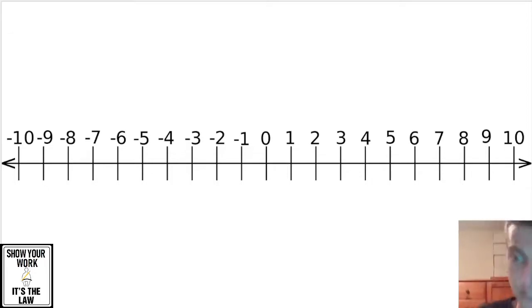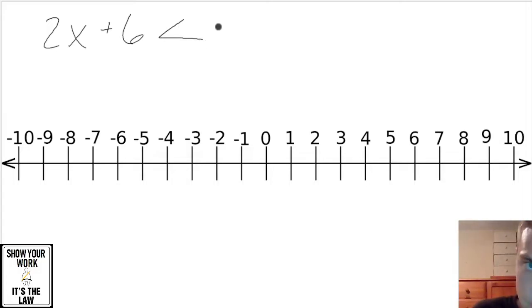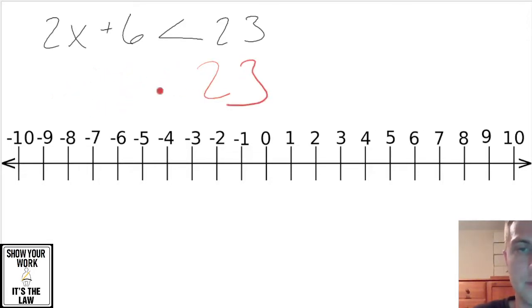All right, question 20. Twice a number added to 6 is less than 23. Okay, twice a number. We don't know what that number is, so we put x. Added to 6 is less than 23. All right, we turned our English into math. Is 10 a solution? All we have to do is plug in 10 and substitute. 2 times 10 is 20, plus 6 is 26. 26 is not less than 23, therefore 10 is not a solution. By the way, questions 20 through 32, turn it into English and then substitute the value or whatever.